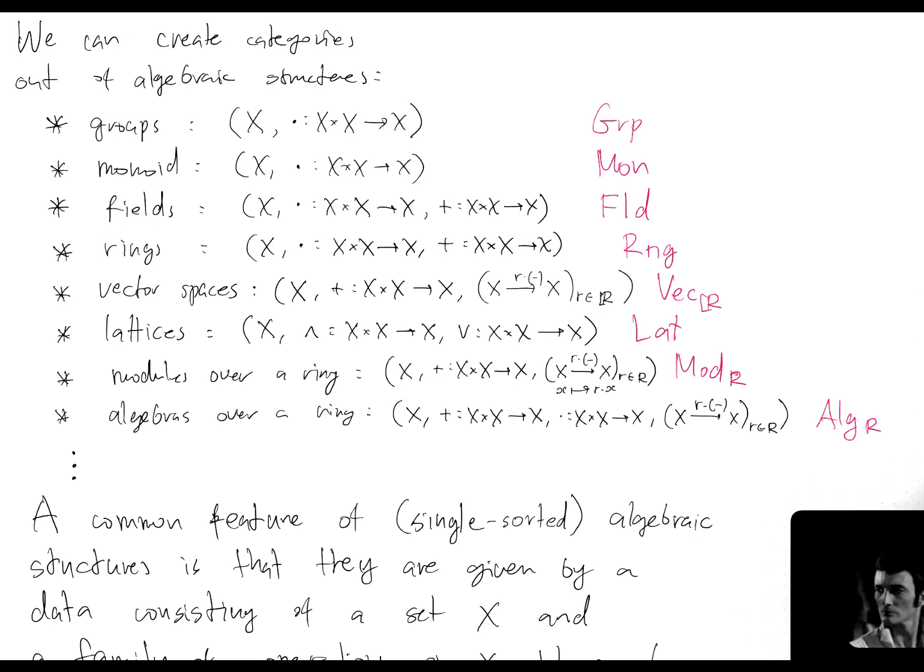Now, let us look at some interesting examples of isomorphisms in some of these categories. Maybe not too many of them, but let's say we look at the category of vector spaces.